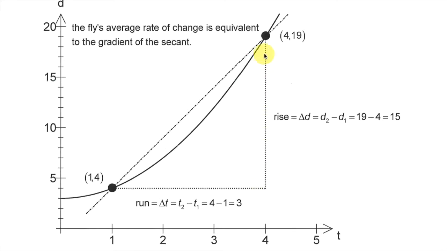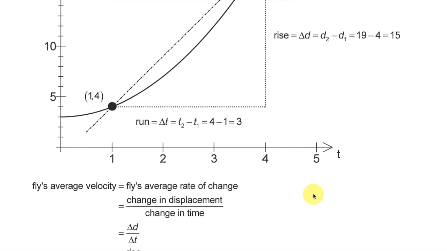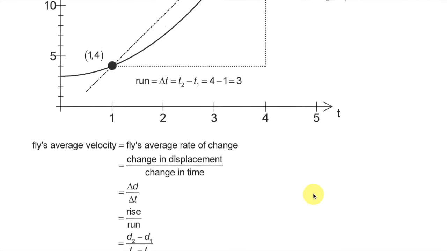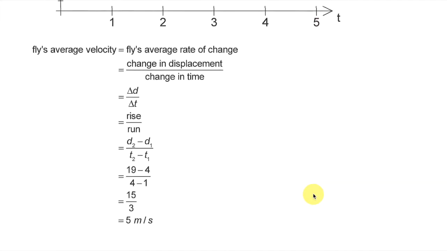So it becomes pretty clear that to work out the gradient, we've got rise on run. So it's 15 divided by 3, and you can see there that there's an average velocity of 5 meters per second. And that's the calculation shown here. So no big surprise at all.